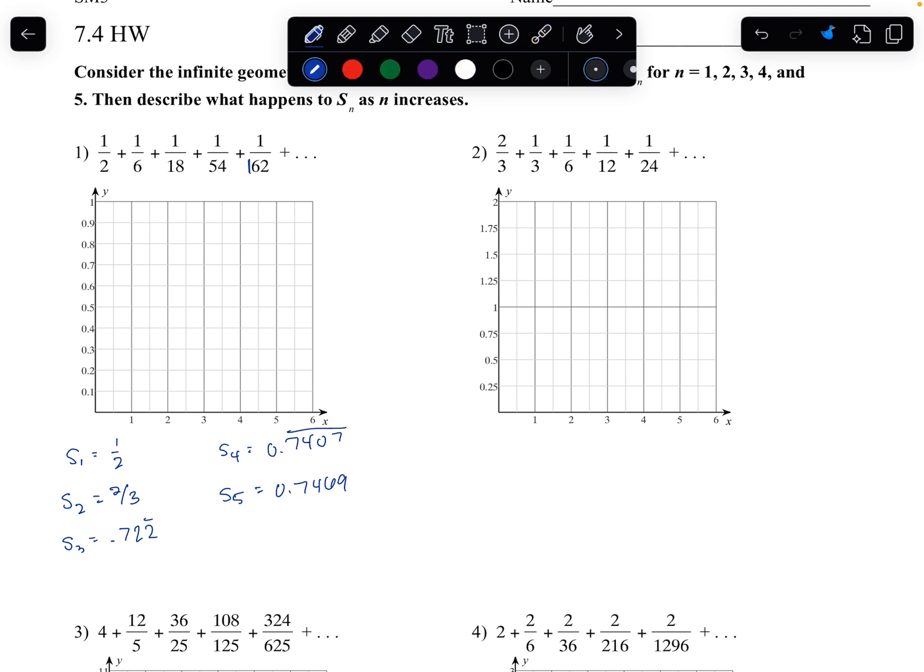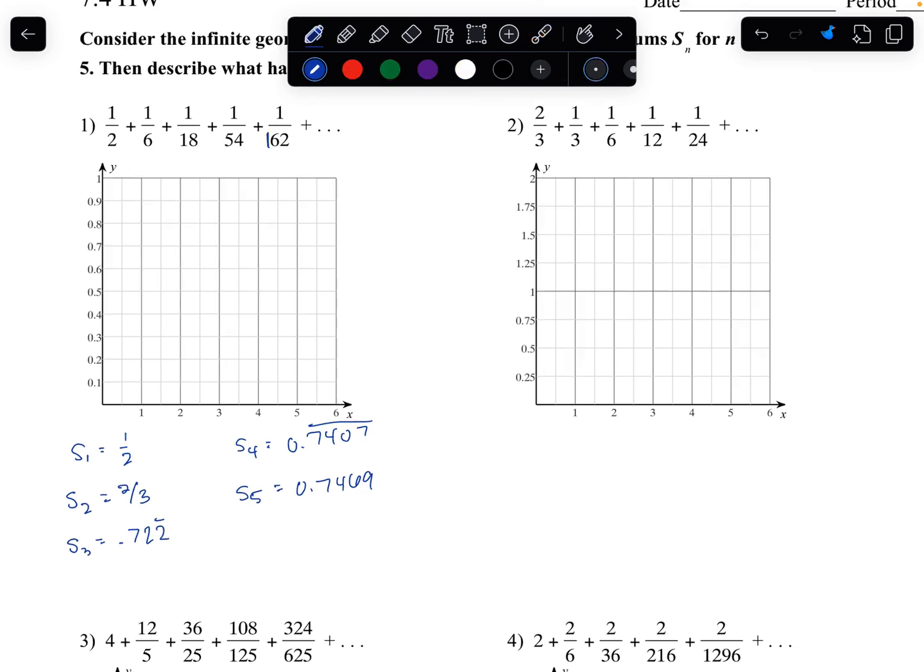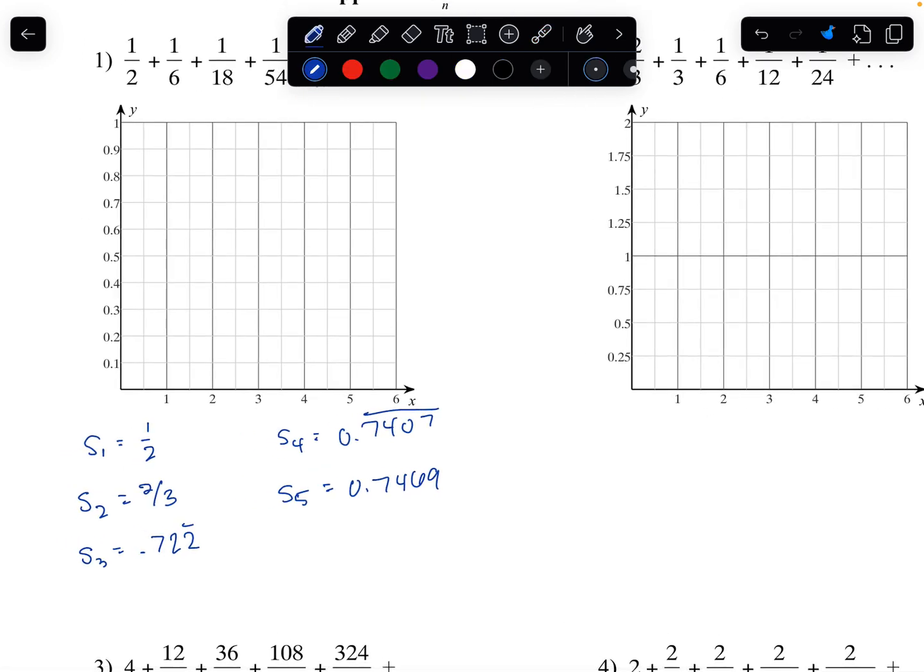And then if I graph these numbers right here, the first one is 1/2, and then the second one's going to be 2/3. And then the next one, 3, is 0.72, so maybe something like right here. And then the next one would be something like right here. And then the next one for 5 would be closer to 0.75.